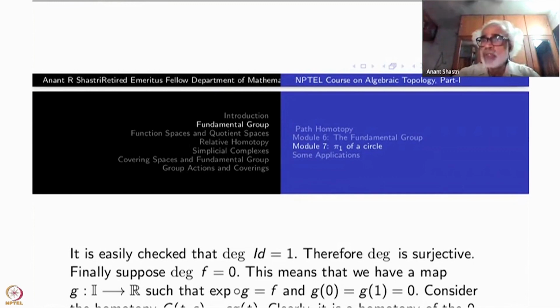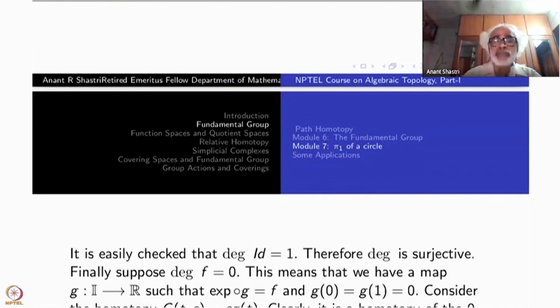G1 and G0 are both equal to the same point 0. It need not be 0, any same point. If they are the same point, we have seen earlier that such a map is null homotopic, as a loop, as a path homotopy to a constant path. Just take t times this plus 1 minus t times that. That is the way it works.